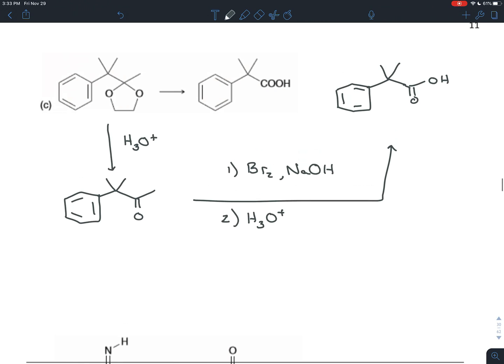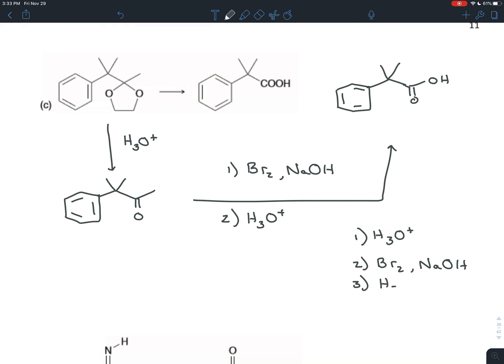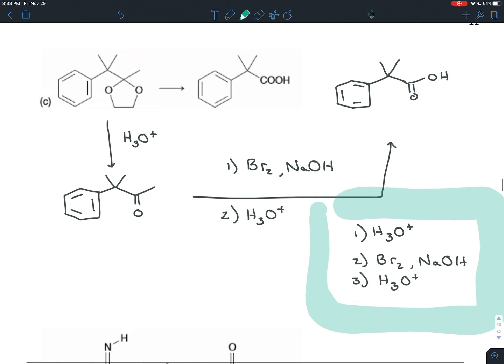Three steps. First, you hydrolyze the acetal, get the ketone back by adding aqueous acid. Then you do the haloform reaction, which requires two steps, adding molecular bromine and sodium hydroxide, followed by H3O+. And again, to know what those things are doing, I strongly encourage you to watch the previous video where we discussed that at length. Okay, so that is C.